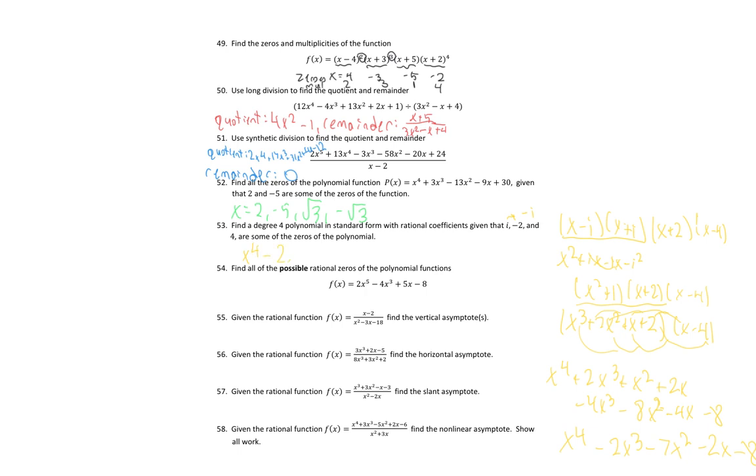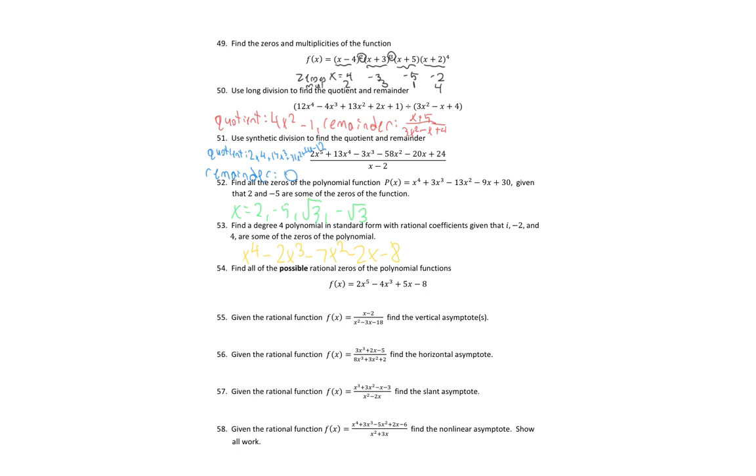So go ahead and I'll rewrite this up here. I'm going to keep going on from there. Going to this next one, we're going to find all the possible rational zeros of that function. Well, it's going to be all the possible p's and possible q's. Our p's are going to be the factors of the last thing.